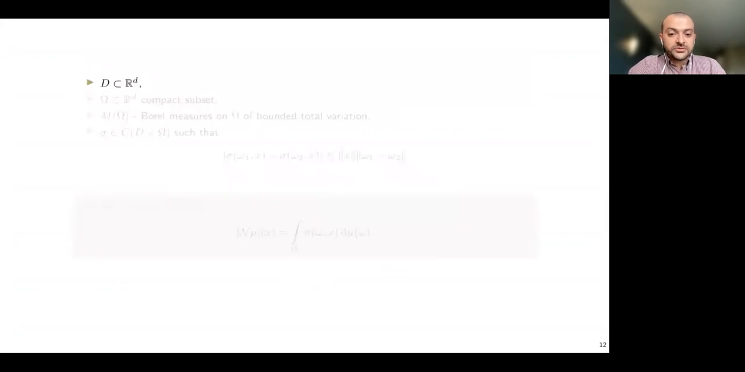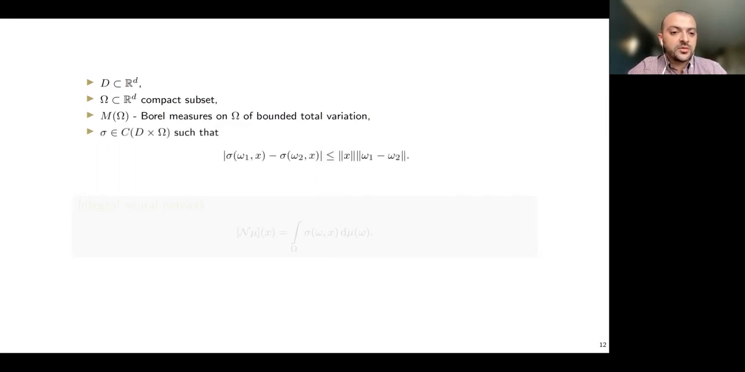So to do that, we'll introduce integral neural networks. Again, I'm going to introduce a little bit more general framework to be able to prove the results. We have some domain D in R^d, and we have some compact set Omega in R^d, and M(Omega) are the Borel measures on Omega with bounded total variation. And then we have a sigma kernel, which is Lipschitz continuous with respect to the variable omega, but the Lipschitz constant is bounded by the value of x.